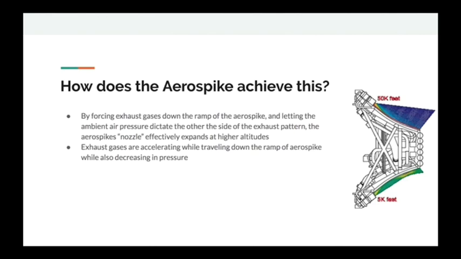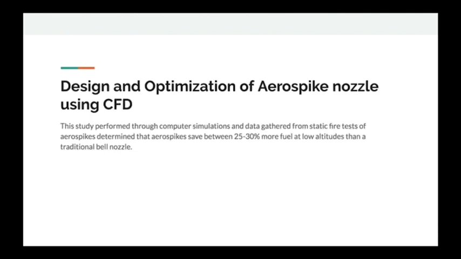Well, you may ask, what is the aerospike's nozzle? The aerospike's nozzle is formed by the outside side of the gases and the ramp. So these exhaust gases are also accelerating while traveling down the ramp of an aerospike, while also decreasing in pressure. So it's very similar to how a traditional rocket motor functions. However, it effectively adapts to the ambient air pressure.